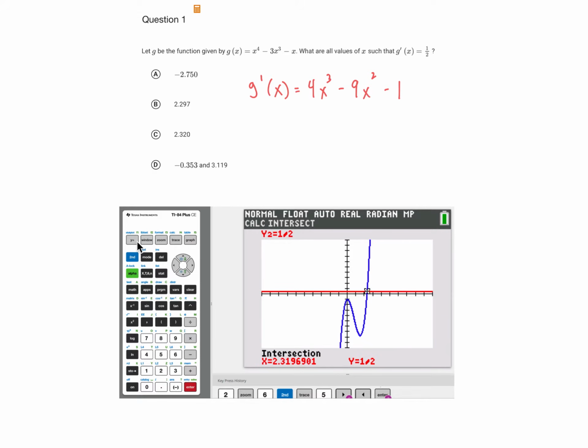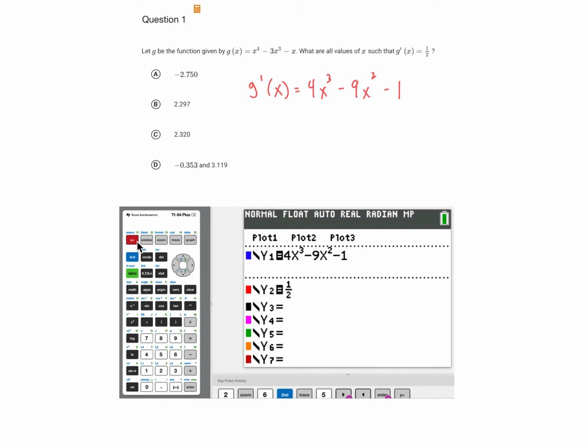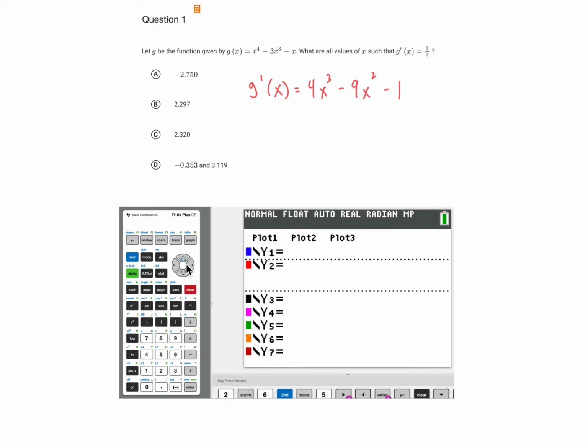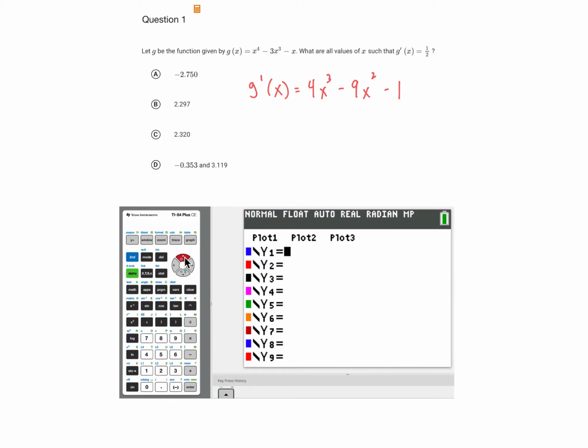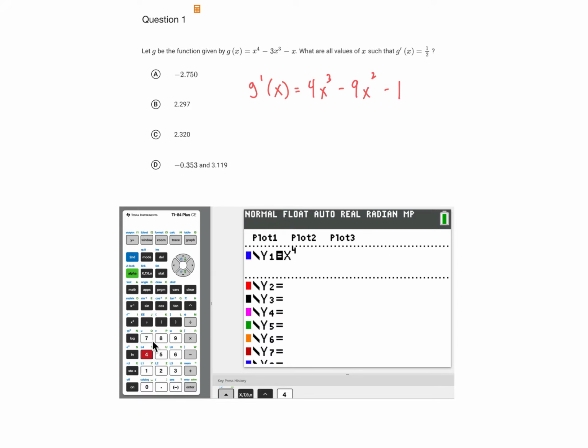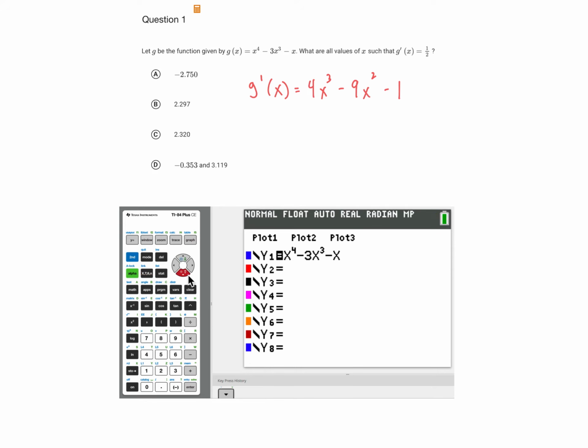Okay, a different way of doing it, so C is the answer, but a different way of doing it. We found the derivative, and then graphed the derivative and graphed a half and saw the intersection. So there's another way. I'm going to type in just g. Notice I'm just typing in just the regular function that was given. And the calculator can't find derivatives, but it can graph a derivative.